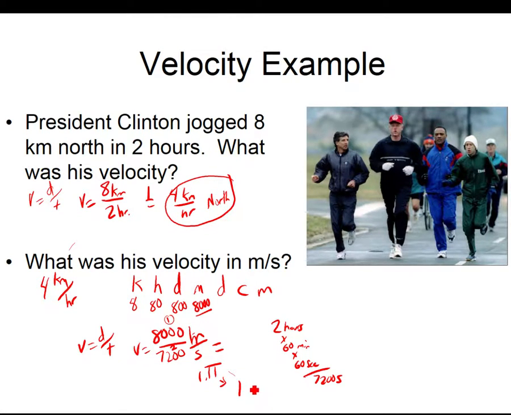My unit label now is meters per second, and my direction is still north. So that is velocity in meters per second, 1 meter per second north. Okay, now I have a better understanding of what that is. It's 1 meter stick every second. I guess not too fast, not too slow. 1 meter stick every second.